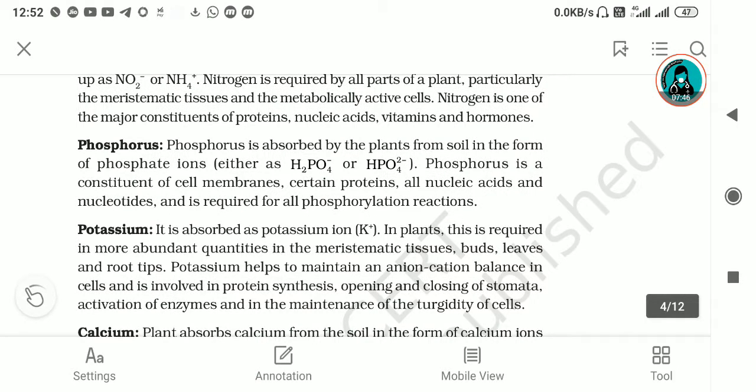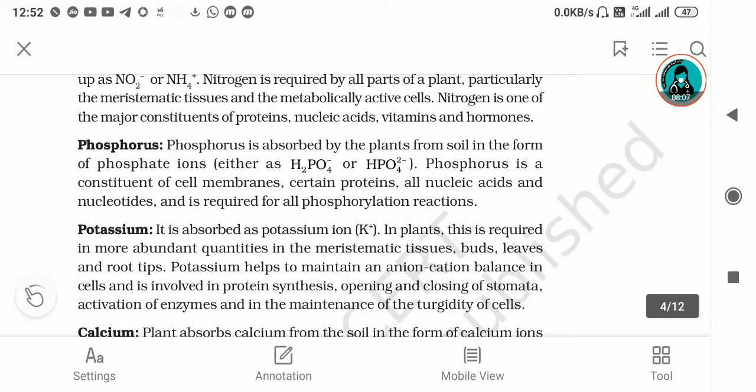Phosphorus is absorbed by the plants from soil in the form of phosphate ions, either as H2PO4- or HPO4 2-. Phosphorus is a constituent of cell membranes, certain proteins, all nucleic acids, and nucleotides, and is required for all phosphorylation reactions.